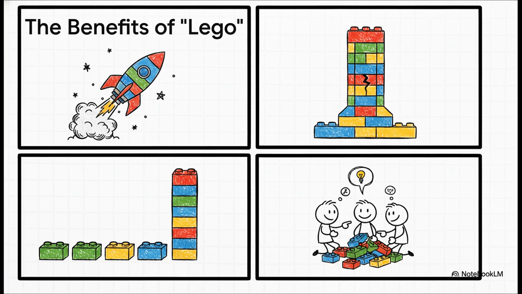It creates incredible reliability. If the restaurant Lego block fails, the hotel and map blocks just keep on working. It allows for massive scalability, letting you scale only the parts of the app that are getting slammed with traffic. And finally, it fosters a really agile culture, where small, focused teams can innovate and just move incredibly fast.